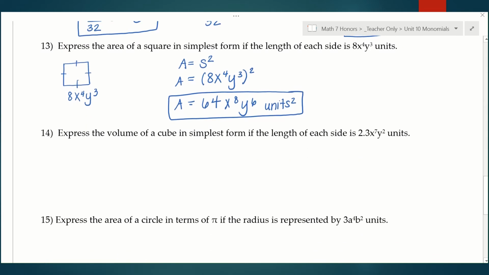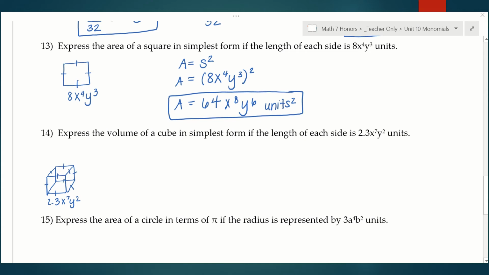Okay, number 14, express the volume of a cube in simplest form if the length of each side is 2.3 x to the 7th y squared units. Okay, so a cube is a three-dimensional figure where all of the side lengths are the same. And so we're going to say 2.3 x to the 7th y squared. Now when I say that, remember that means every side is the same as that.